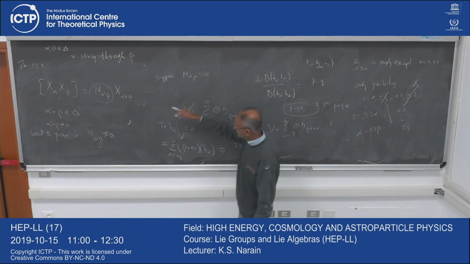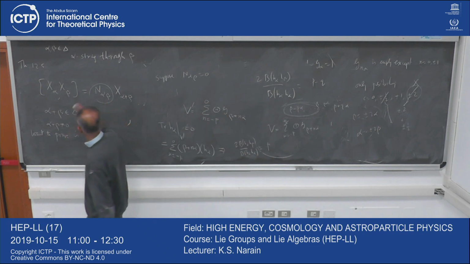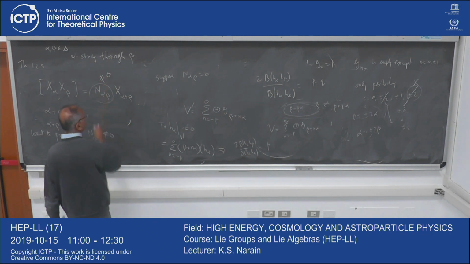So this must be, n alpha beta must be not 0. This must be 0.